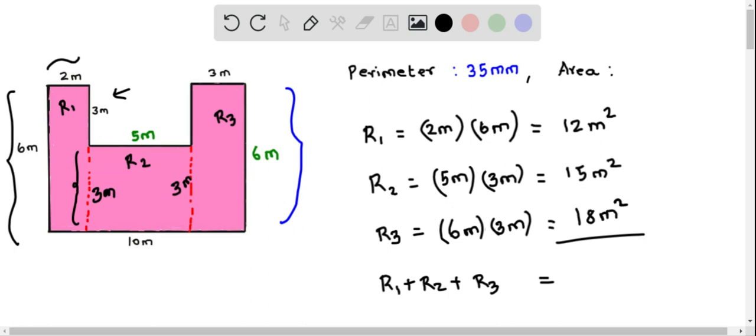So we will now add all these areas. That is 12 plus 15 is 27. And 27 plus 18 gives 45 meters square. So this is the area of this shape. So basically, we can write down 45 meters square is the area of this given shape.